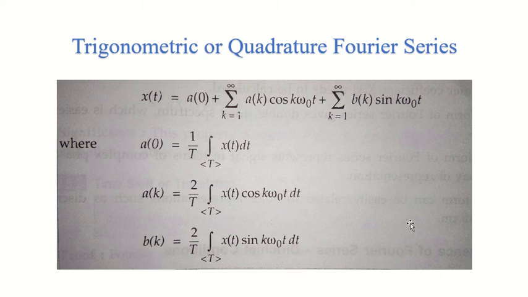So that was the formula for the trigonometric Fourier series or quadrature Fourier series, and this T is the time period over which we integrate, which is basically 2 pi divided by omega. Basically we are taking the integration of my signal x with respect to the cosine or sine component of k omega 0 t, with simple dt, and we are finding my Fourier coefficients a0, ak, and bk.